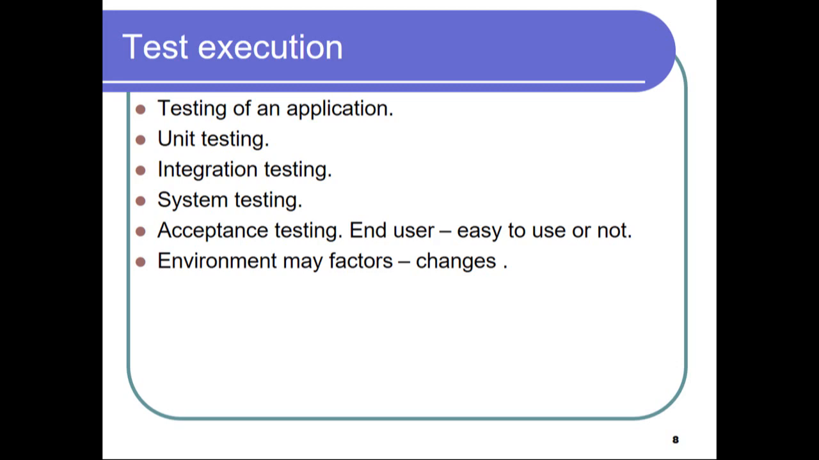They would have given the information: compatible with these particular browsers with these particular versions, like that. Acceptance testing: by end users, easy to use or not, that's our application which we develop. Environmental factors also change, because in the initial stages the environment may be a small place for the developed application, but later on it may be increased. So continuously, as many applications are developed, the environment becomes big, then changes are definitely applicable.